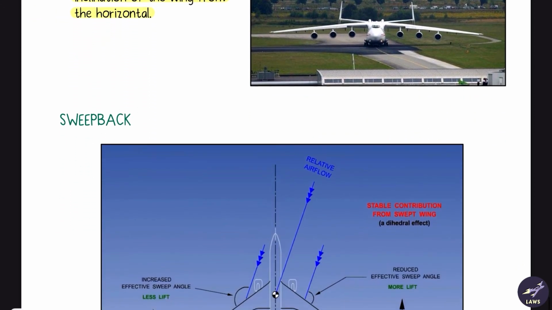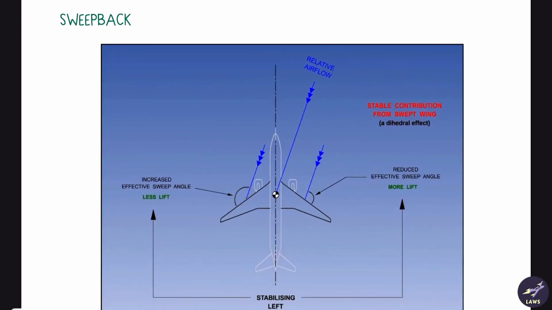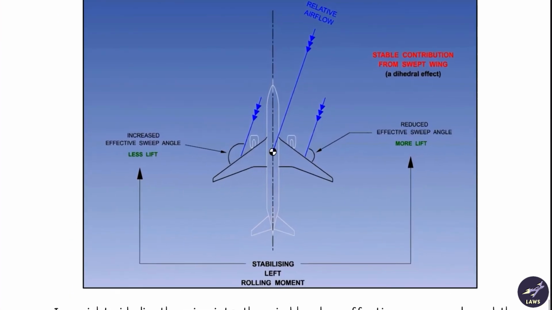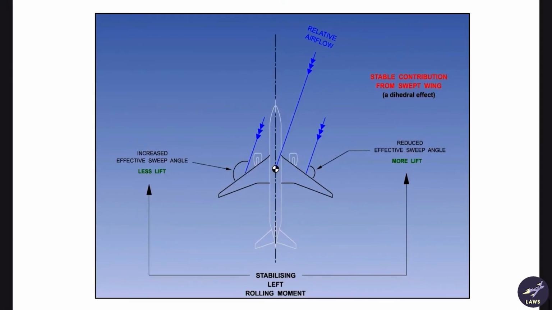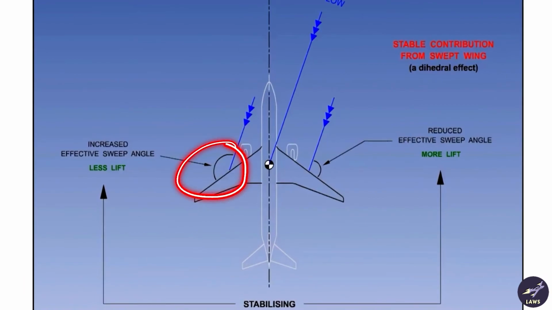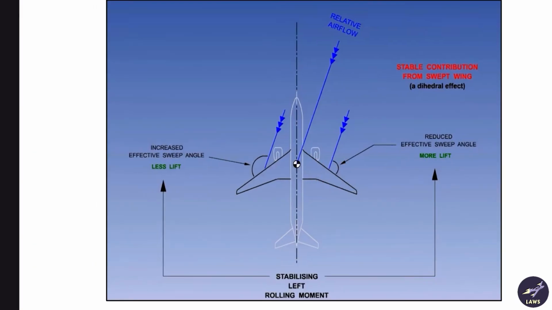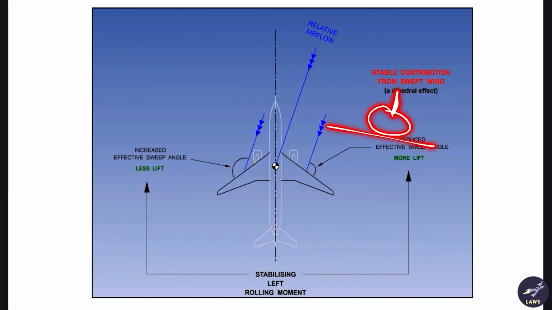So yeah, next is sweep back. So we have a right side slip in this case. Okay, so as we can see, the sweep angle is more here, so the lift is less. Sweep angle is less here. Okay, so span wise flow is lesser, chord wise flow is more, more lift. So it will have a stabilizing effect. It will come back to wings level condition.